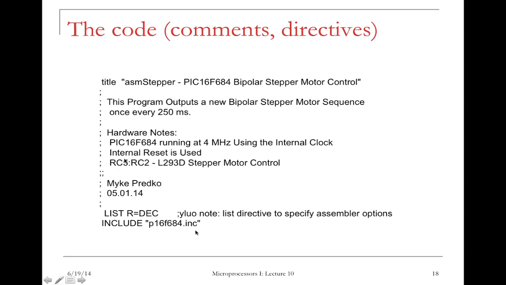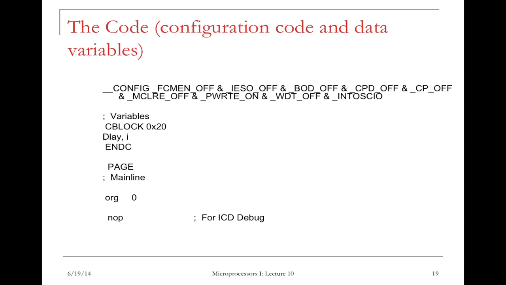This is like a header file for a C program. Now remember, we can use names like STATUS for the registers. We can use C to represent the carry bit. Those are all defined in this header file. This underscore config, this is a little bit tricky. This is for configuring some of the features of the PIC microcontroller.